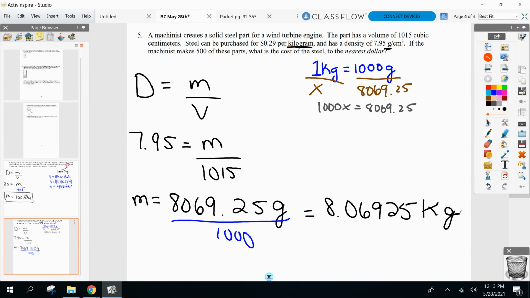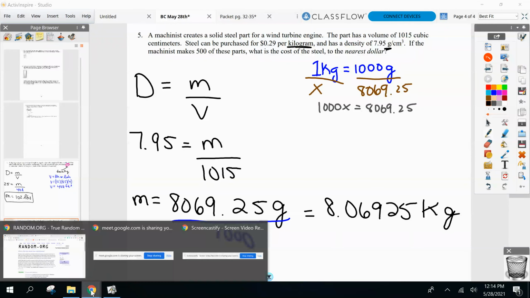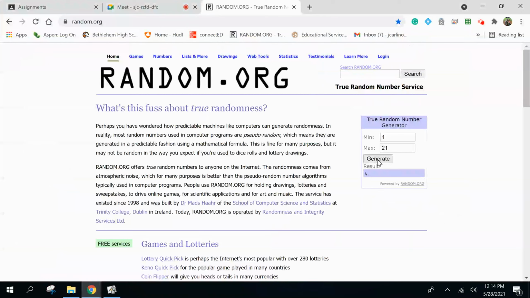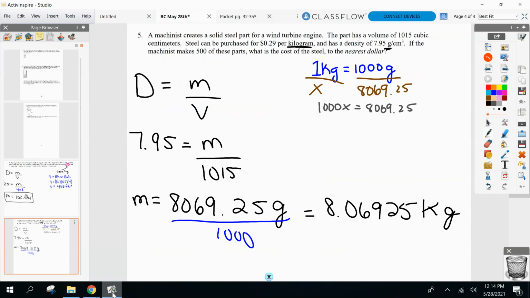Okay, that's the weight of one of them. I need 500 and it's 29 cents a kilogram. I'm just interested in what you want to do next, because there's two different ways you could go to get to the final answer here. Two different ways. Adam, what's your way? What do you want to do now?